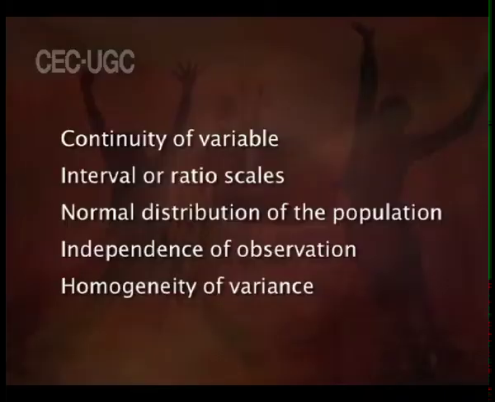Thus, we know that to employ a parametric statistic, we must fulfill 5 major conditions. First, the continuity of the variables. Second, that the variables must be expressed either in interval or ratio scales. Third, a guarantee of the normal distribution of the population. Fourth, a guarantee of the independence of observations. And finally, a guarantee of the homogeneity of variances.